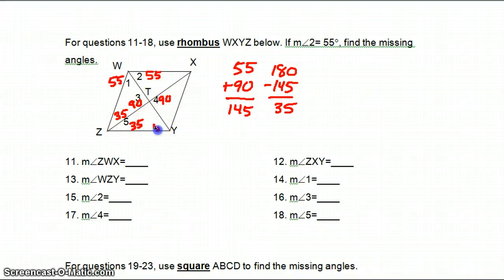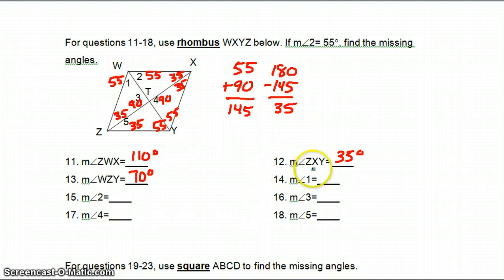Let's see, I can put a 55 here, 55 here, 35 here, and a 35 here. Alright, let's see what they're asking us for. ZWX. ZWX is this whole angle here, and that's going to be 1 plus 2, which is 110 degrees. ZXY. ZXY, if I follow that, I'm just outlining this angle, and that's 35 degrees. WZY. WZY is this whole angle down here, so this is 70 degrees.